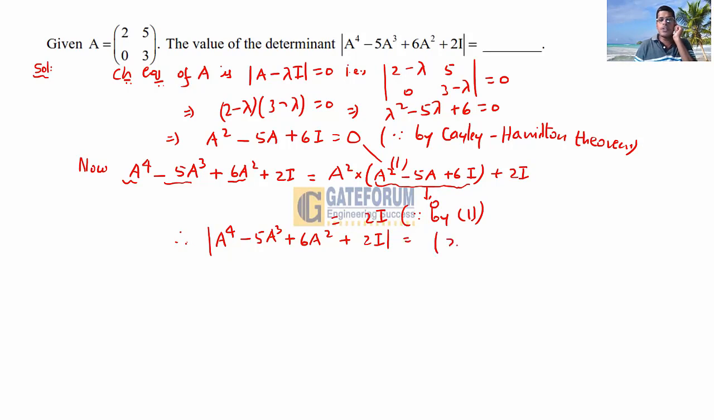Now this becomes determinant of 2I. It looks like determinant of kA, where k is a scalar and A is a matrix, equals k to the power n into determinant A, where n is the order of the matrix. Here the order of the matrix is 2 by 2. So 2 square into determinant I.